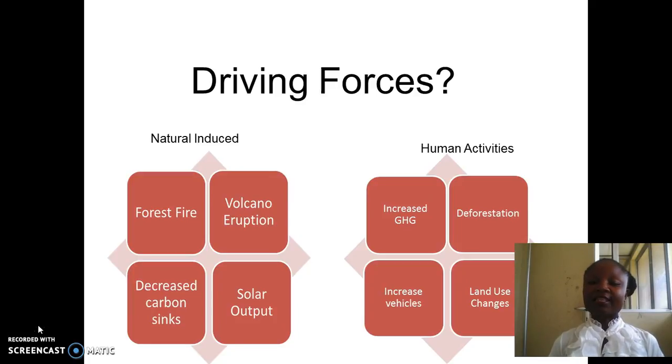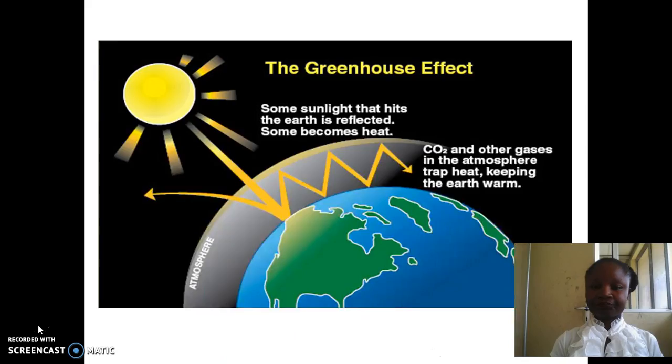And when we look at the example of the human activities, one can look at deforestation. For example, the cutting down of trees means that there are not enough trees to actually absorb carbon dioxide, and as a result the carbon dioxide levels in the atmosphere increase and it contributes to climate change.